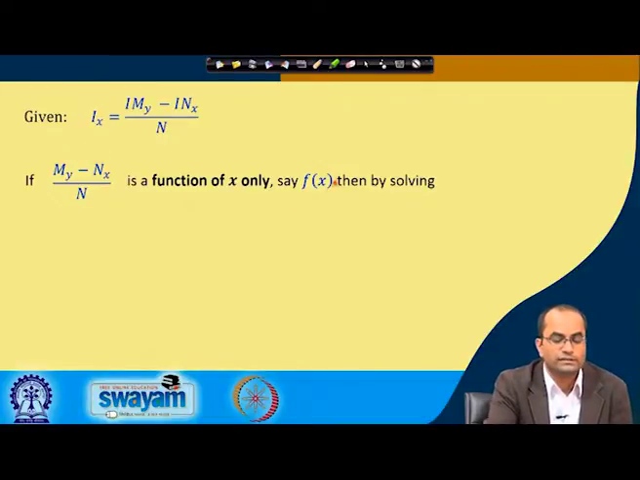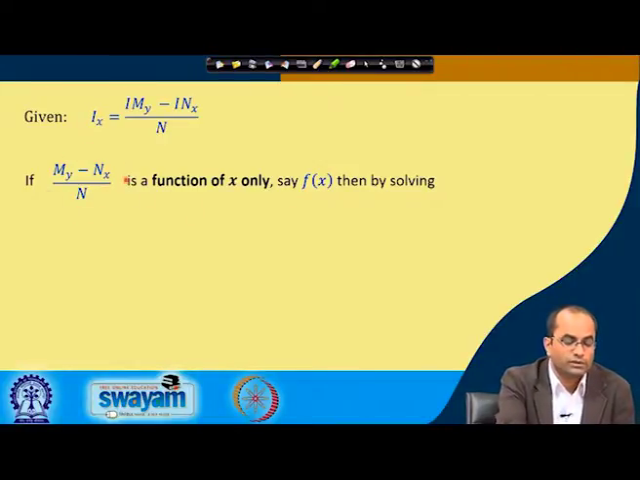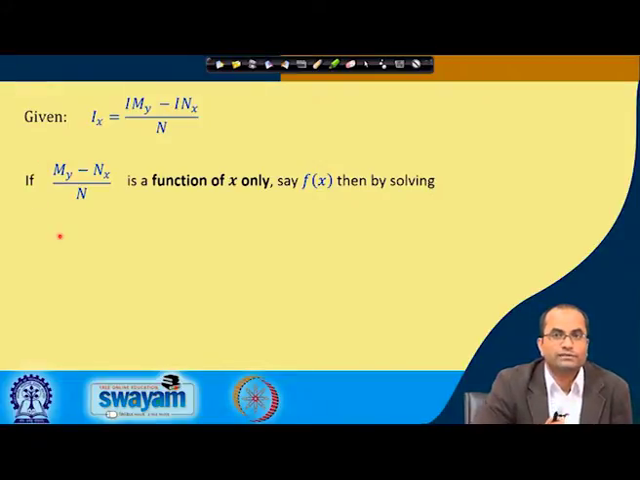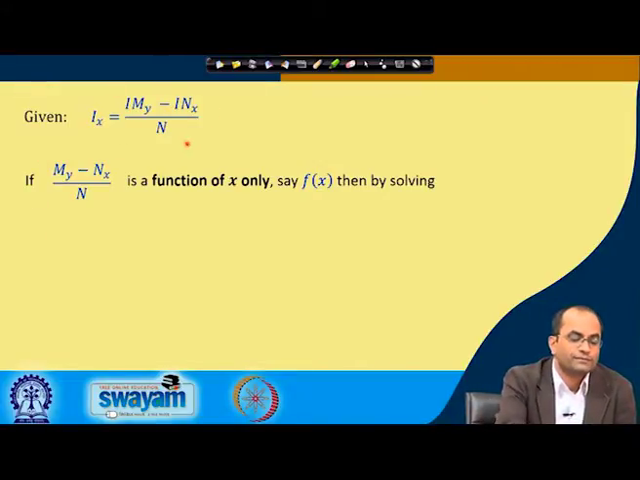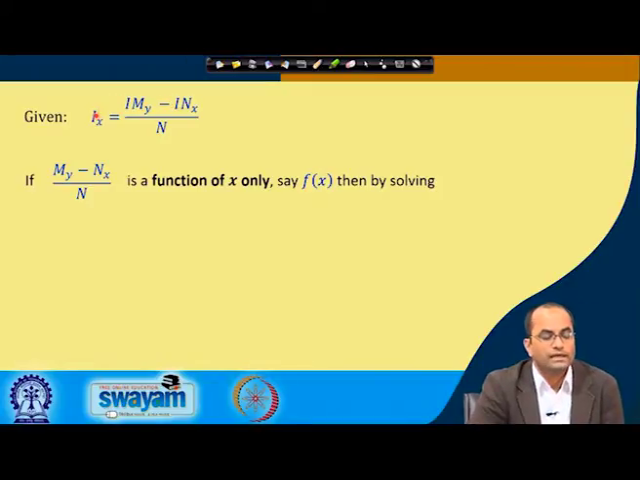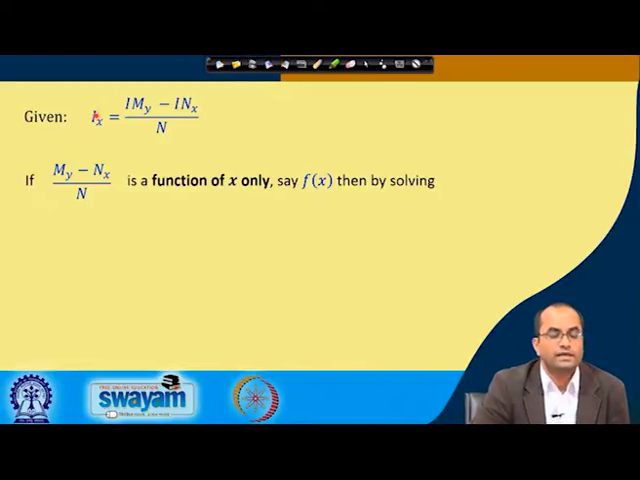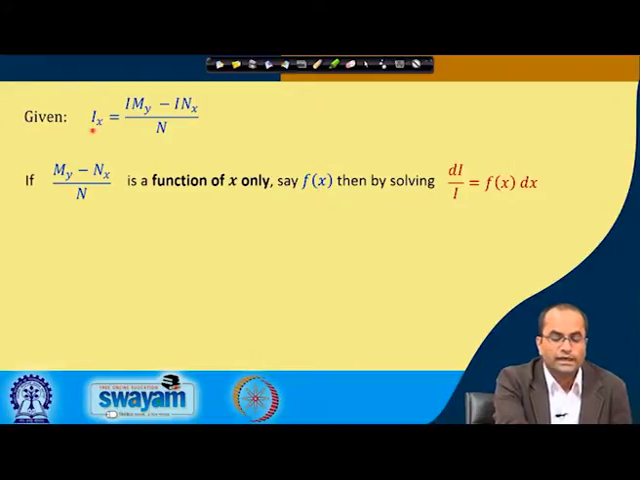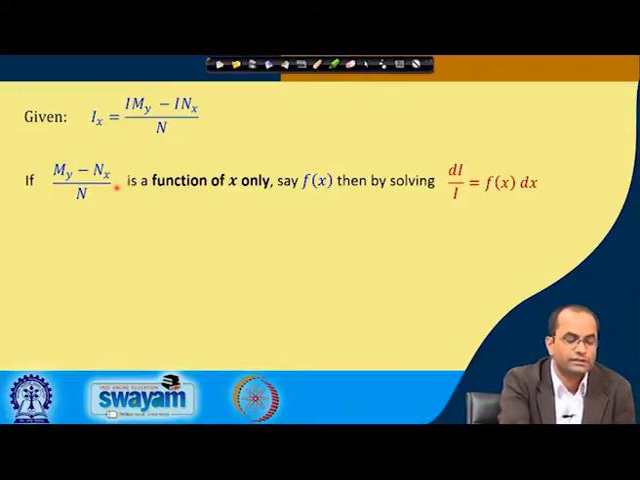So, we say this is the function f(x), because we assume that if this is a function of x alone, then only we can proceed for solving the equation I_x = (I M_y minus I N_x)/N. So, if this is a function of x only, then we can solve this equation: dI over this I from the right hand side is equal to this f(x), which we have used for this function here, and this dx.